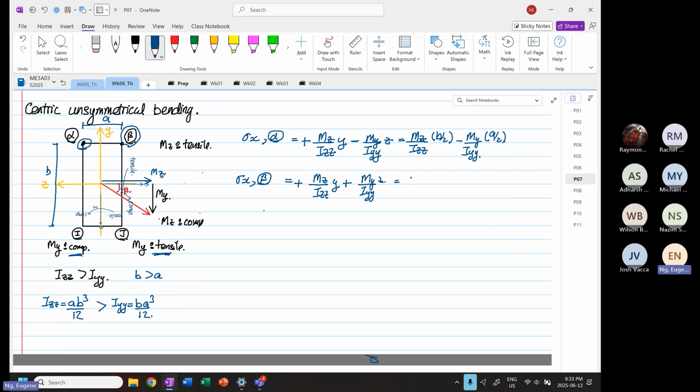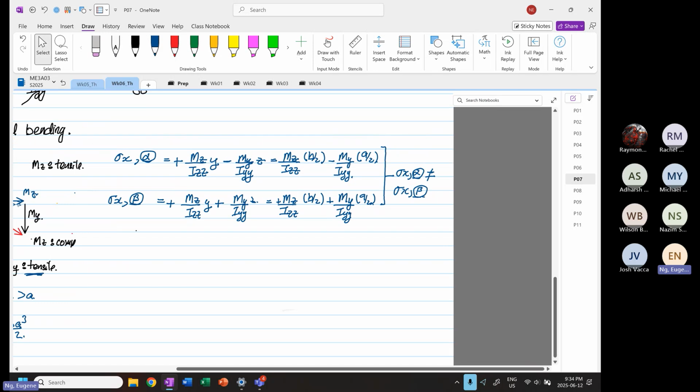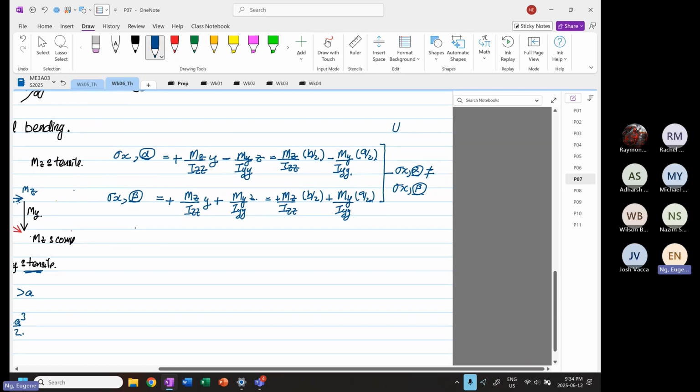This is equal to positive Mz over Izz times b over 2 plus My over Iyy times a over 2. So what we realize comparing these two is that stress x at point alpha is not equal to stress x at point beta. So when that's the case, this is where we have what?